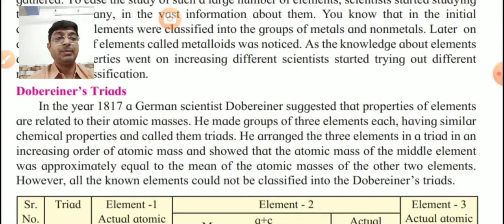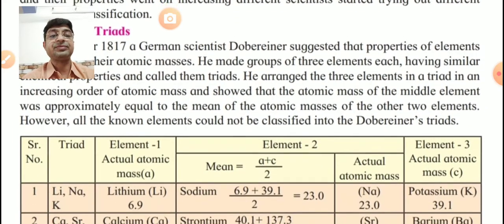Group of 3 elements each having similar chemical properties, called triads. He arranged the three elements in a triad in increasing order of atomic mass and showed that the atomic mass of the middle element was approximately equal to the mean of the atomic masses of the other two elements. Up to this is the law. However, all the known elements could not be classified into Dobereiner's triads. This is the limitation, the drawback of Dobereiner's triads.